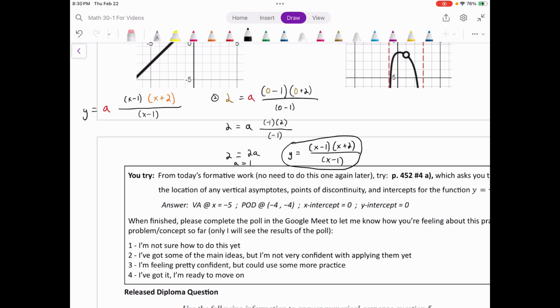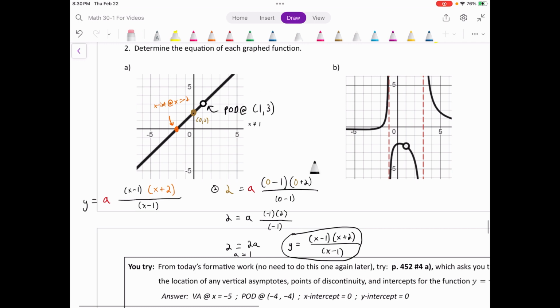Again, we figured out that x minus 1 had to appear in both the numerator and denominator because it had a point of discontinuity when x was 1, right? We figured out that x plus 2 had to appear in just the numerator and not cancel out because it had an x-intercept when x was negative 2, right? And that gave us most of the equation.